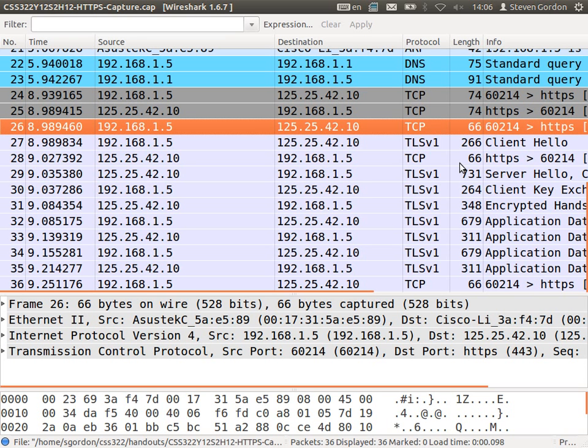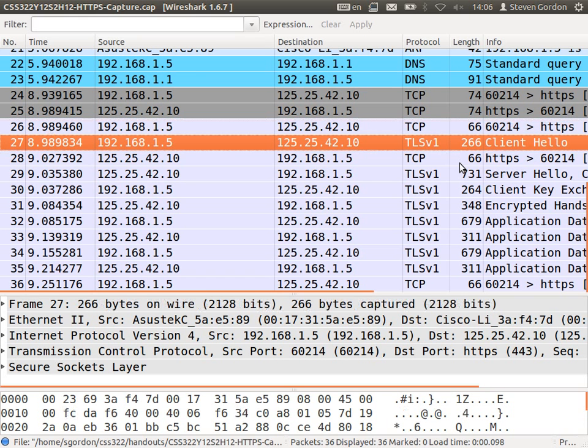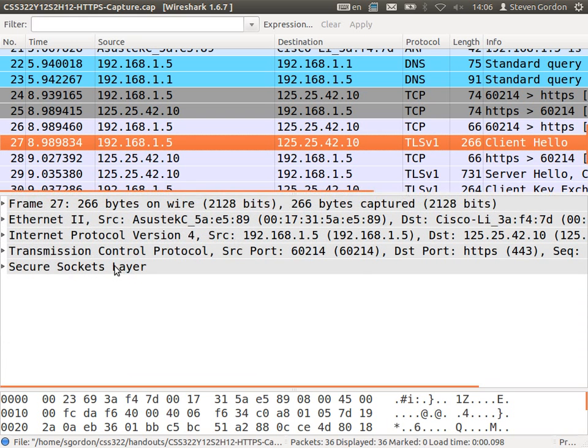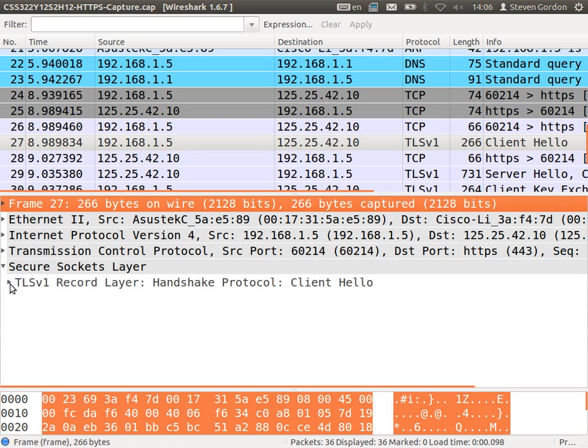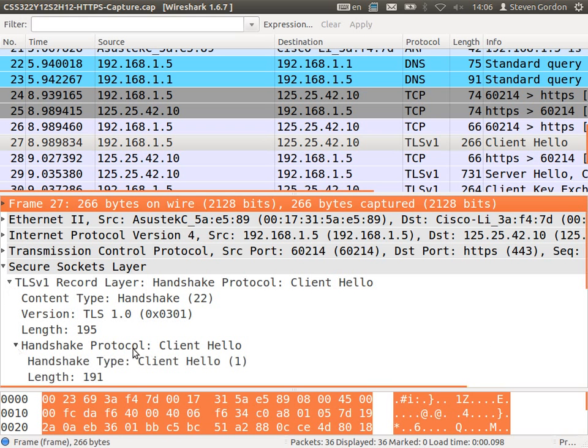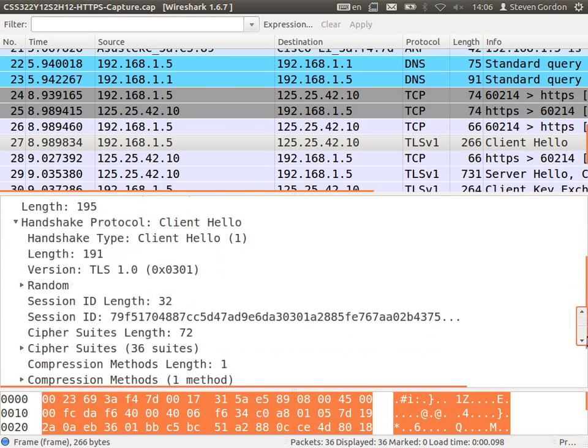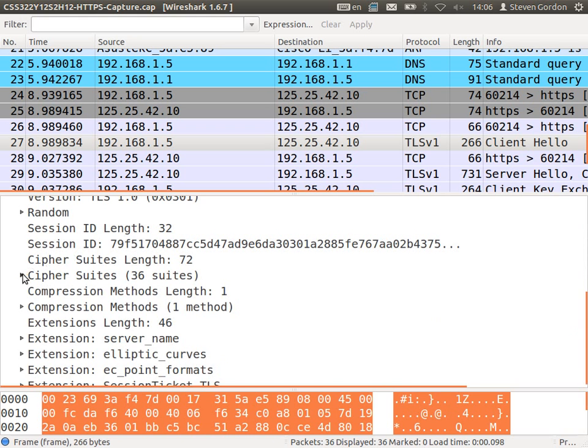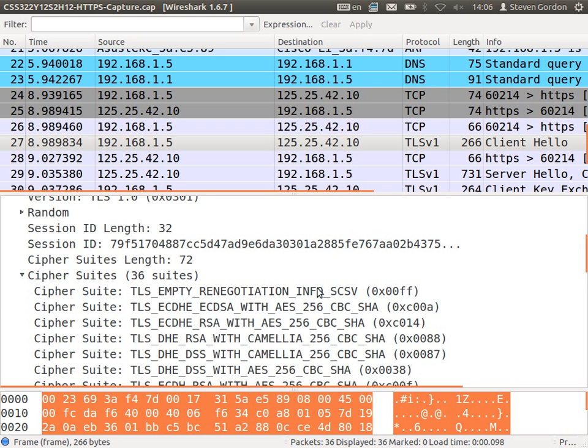With HTTPS, before we do that, we set up a secure connection between your client, your browser, and the web server. And the protocol for doing that is called TLS, Transport Layer Security. Client sends a hello message, and inside that hello message is many details, but one of them that we see, the client informs the server what algorithms it supports.